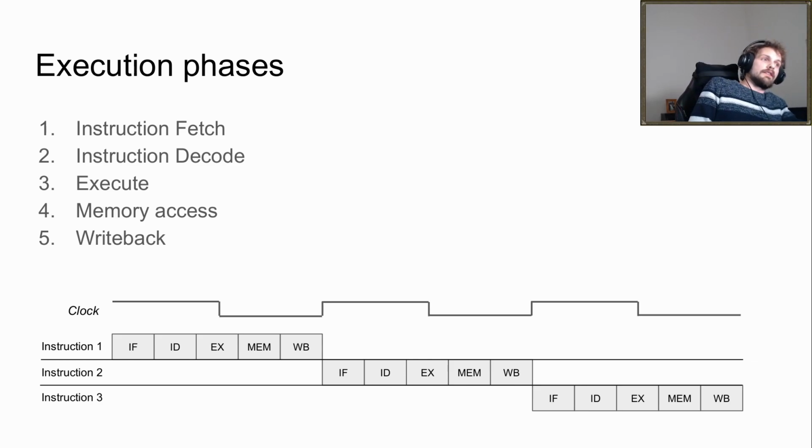And if we look at how a very simple processor would look, a very simple single cycle RISC-V processor, what it could do was the following. It could, per clock cycle, execute one instruction. Instruction 1, do all of the phases. Instruction 2, do all of the phases. Instruction 3, do all of the phases.